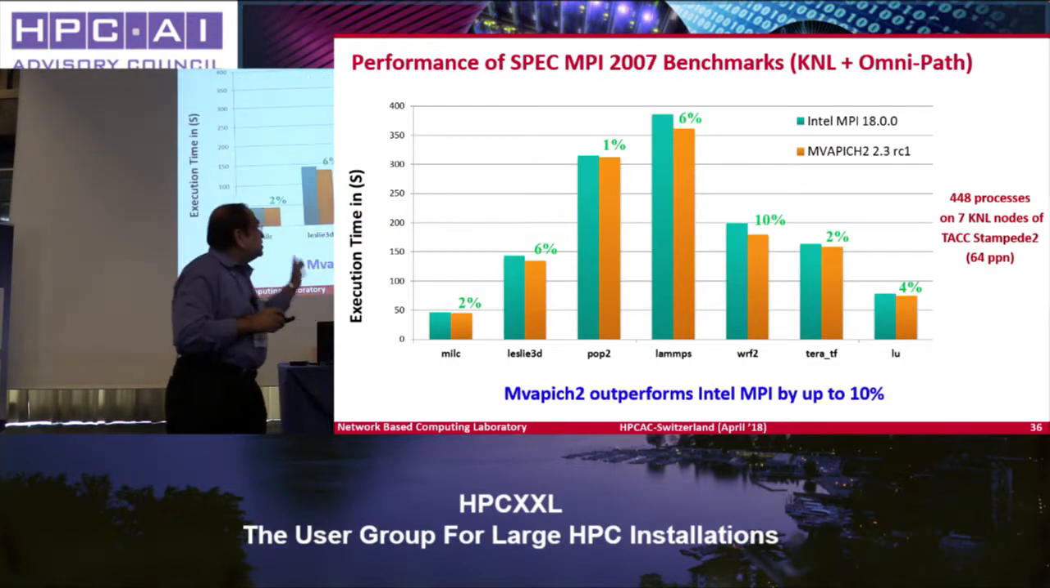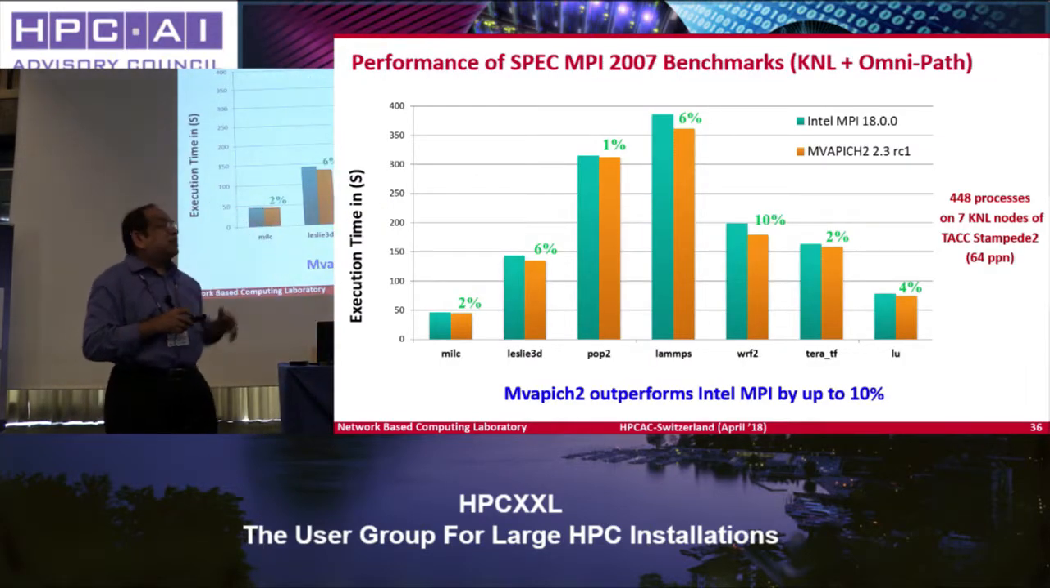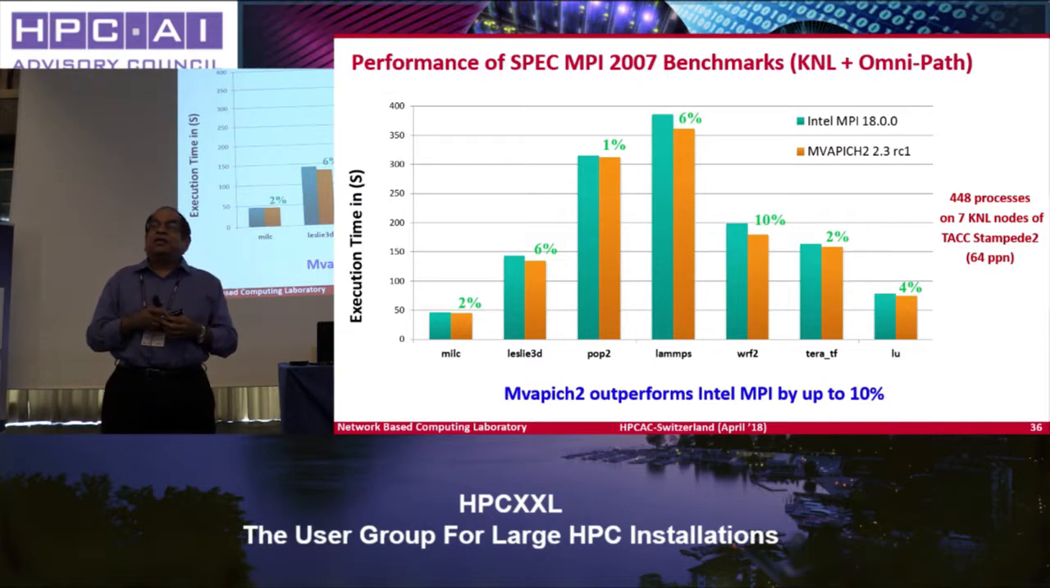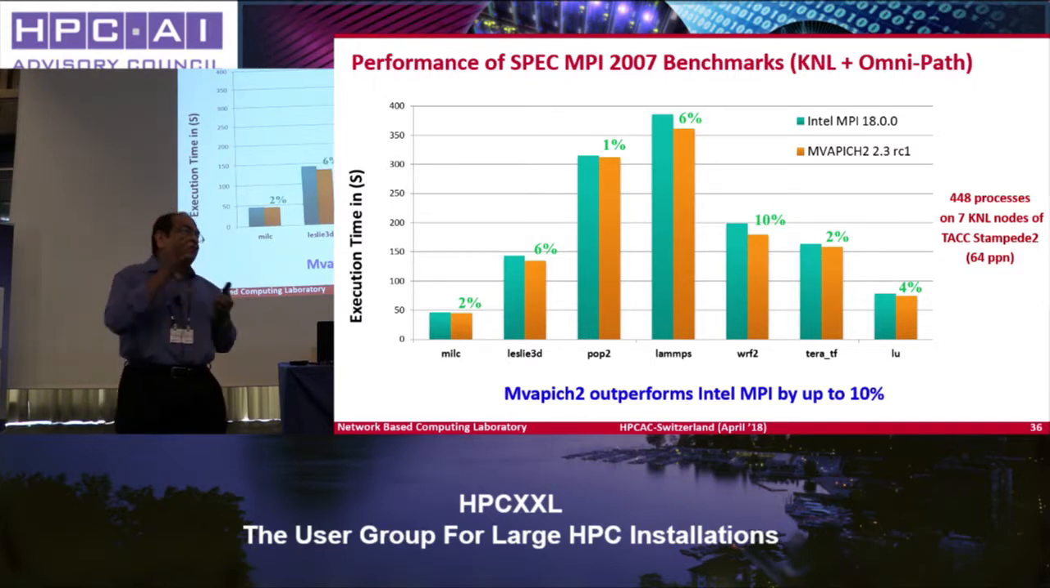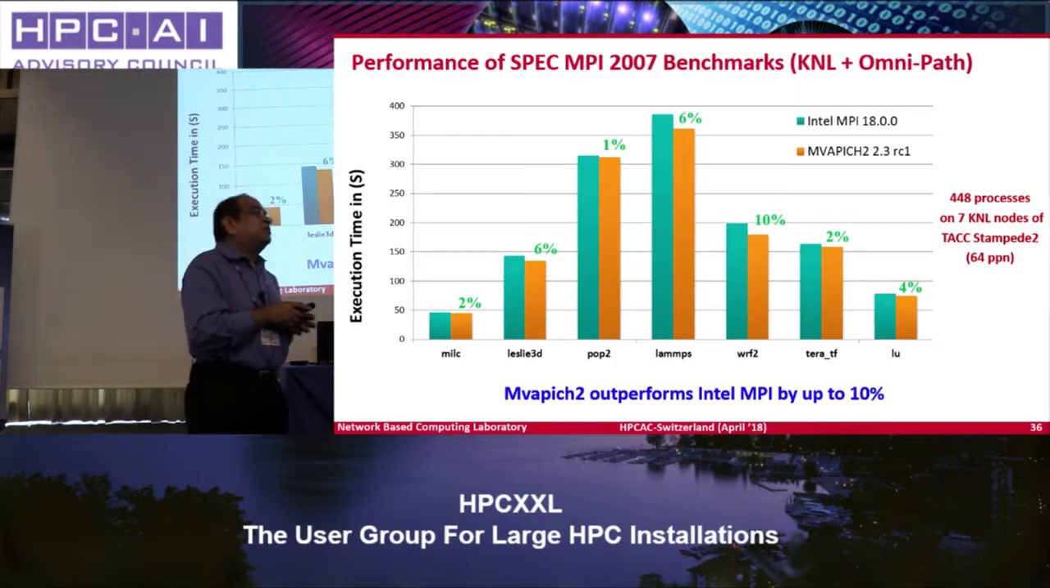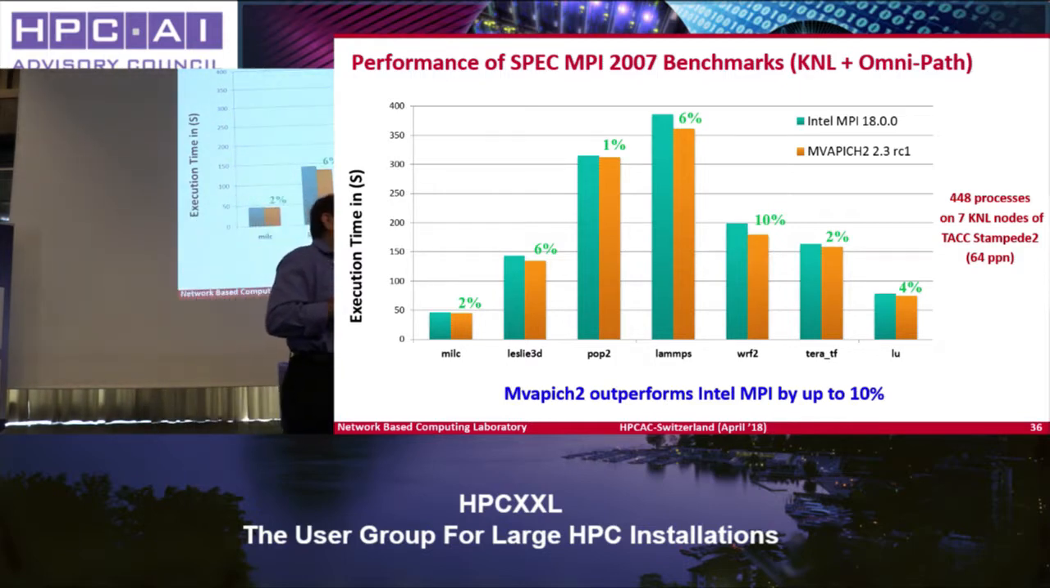Then, if you compare, these are some of the application numbers. As many of you know, any MPI library these days has 300 to 400 parameters. You can tune them based on your architecture and your platform. So we are putting a lot of effort, from our group and also from the community.